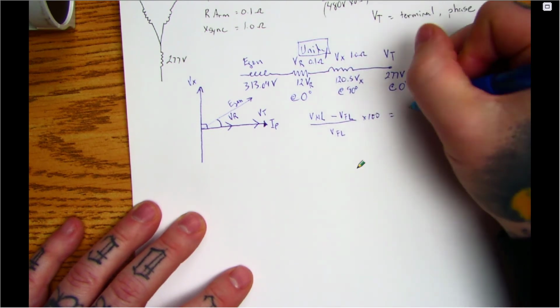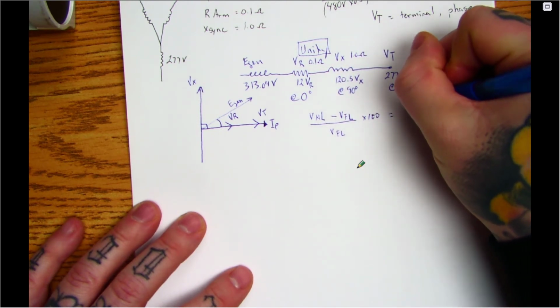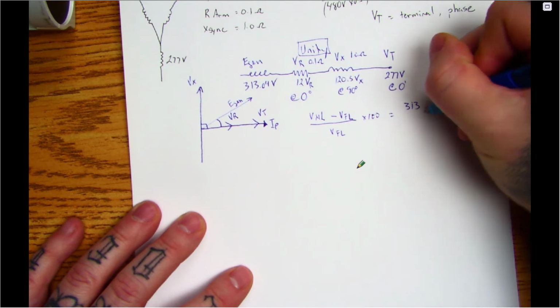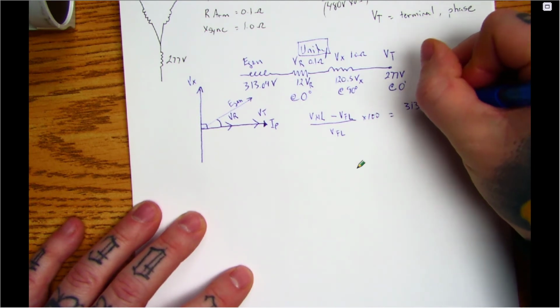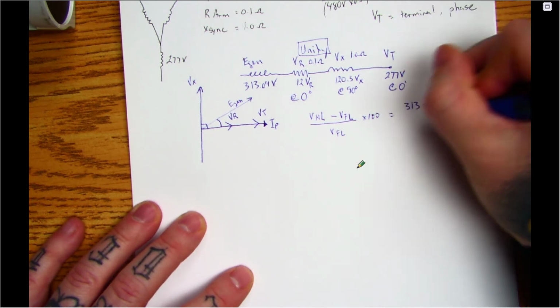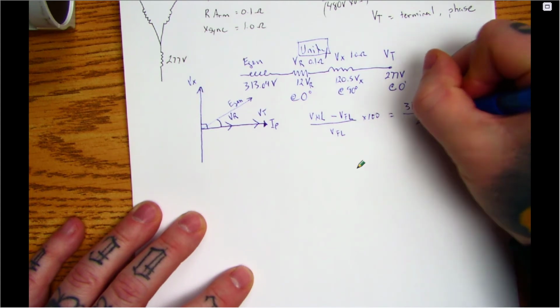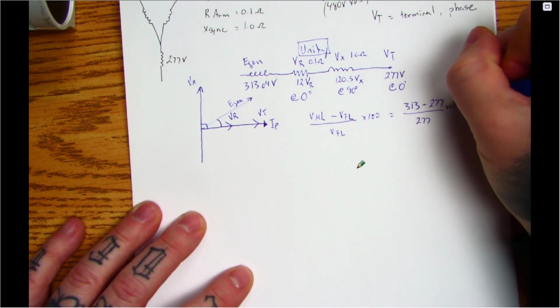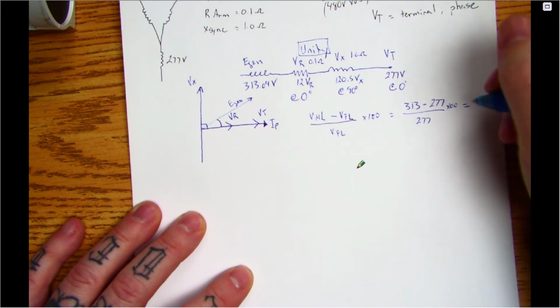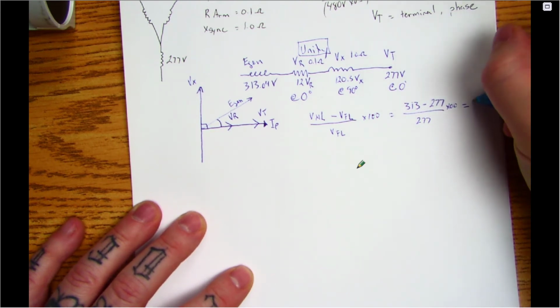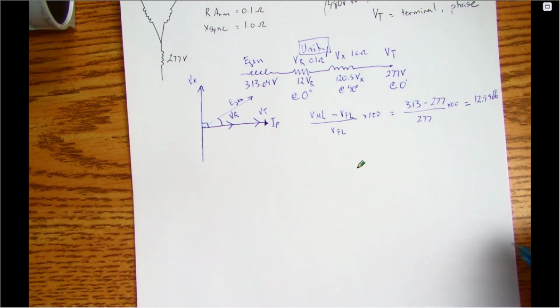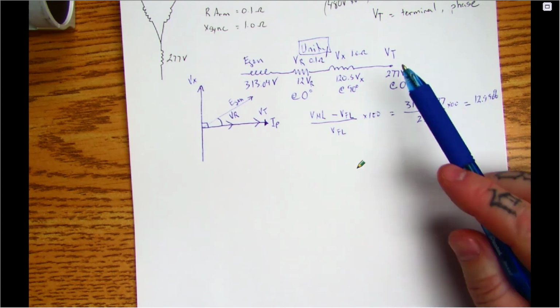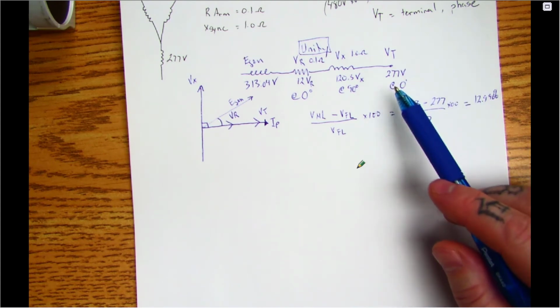So I take my 313 and I'm going to subtract my full load, which would be my 277, divide by my full load again, times 100, and I get 12.996%. Okay, so that's the voltage regulation for this load at unity.